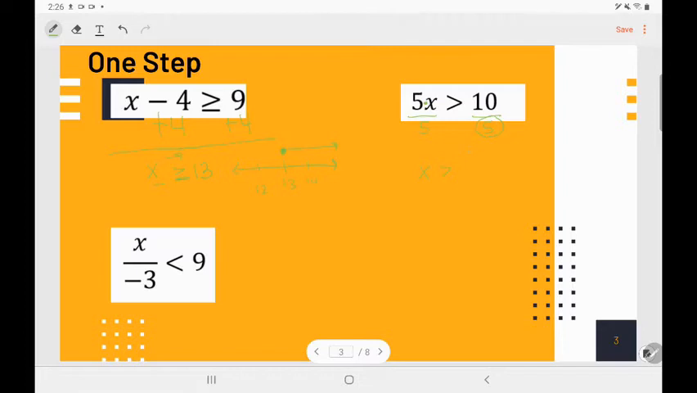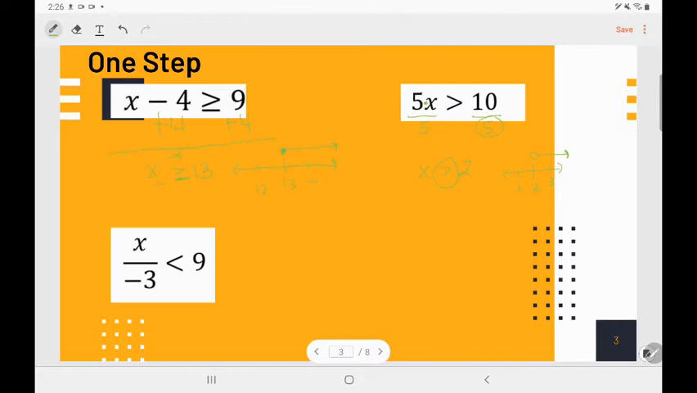10 divided by 5 is 2. If I had to graph this inequality, here's 2 on my number line, here is 3, here is 1. Because it's not equal to, I am not going to put a closed dot because my solution cannot be 2, but it still says greater than, so I'm going to point my arrow in the direction of greater.